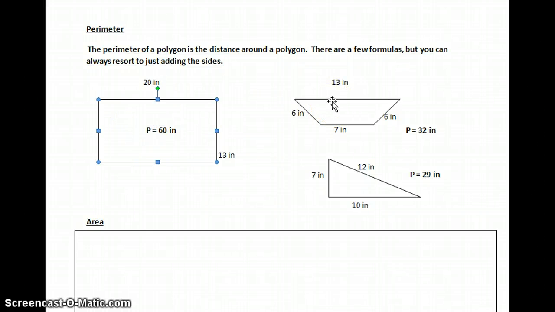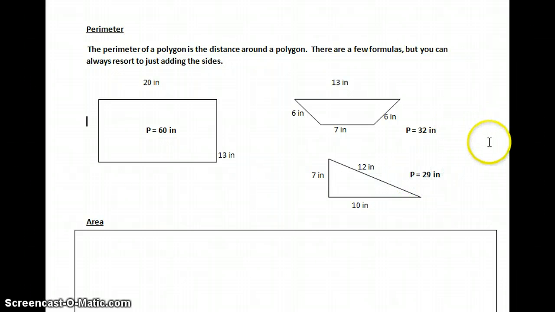This figure is a trapezoid. And notice I have some of the same similar sides. I might choose to add 6 plus 6 is 12, and then add that to 13 and 7. Again, it doesn't matter which order you put them in, but when I added them up, I would get perimeter equals 32 inches. And then my triangle, one of the easier ones because I only have 3 sides, I might choose to add 12 plus 10, giving me 22, and then add that 7 to give me 29.